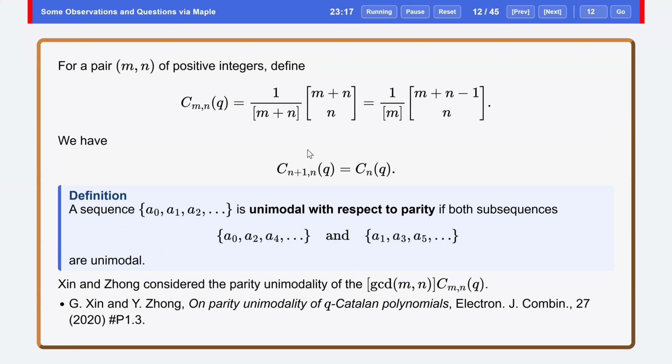Actually, for a pair of non-negative integers, we define the rational q-Catalan functions as this. And also, Xing and Zhong conjecture the parity unimodality of this polynomial. That means the coefficients of the even powers form a unimodal sequence, as well as the coefficients of the odd powers.